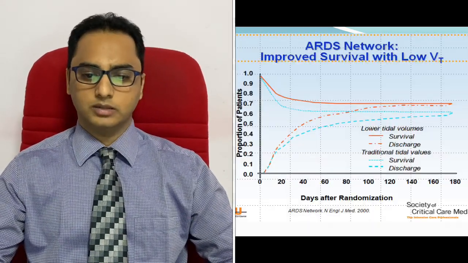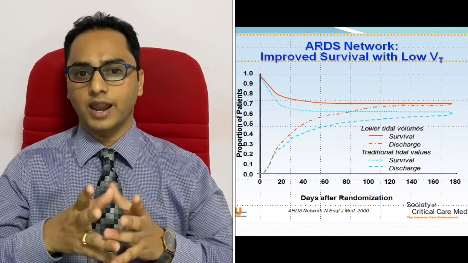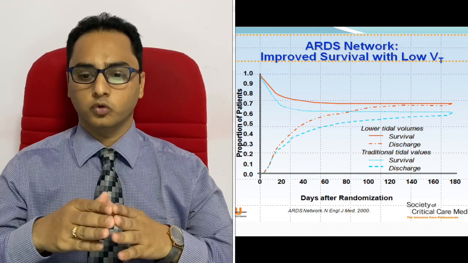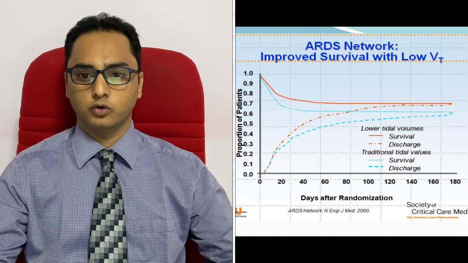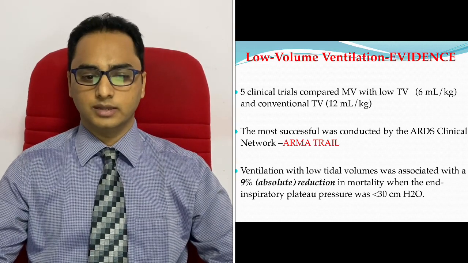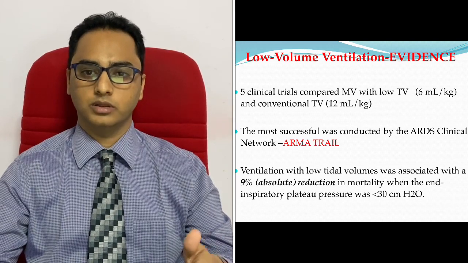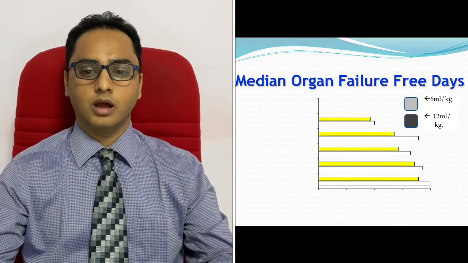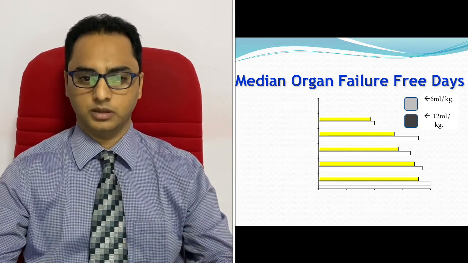There were lots of trials. In low versus high tidal volume, the major trial which showed a landmark mortality benefit is called the ARMA trial. They compared 6 versus 12 ml per kg. Definitely survival was better in the low tidal volume group. There was a 9% absolute reduction of mortality when we keep the plateau pressure less than 30 centimeters along with giving a tidal volume of 6 ml per kg. Other than mortality, they got a benefit of organ failure free days, which was much better with 6 ml per kg as compared to 12 ml per kg.